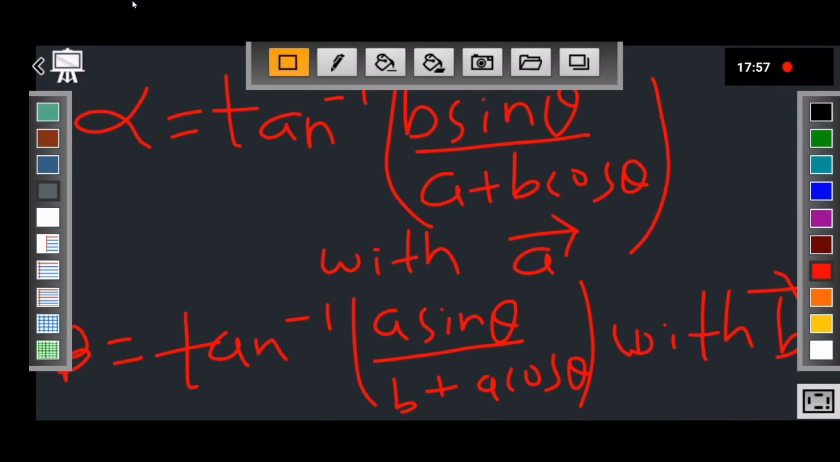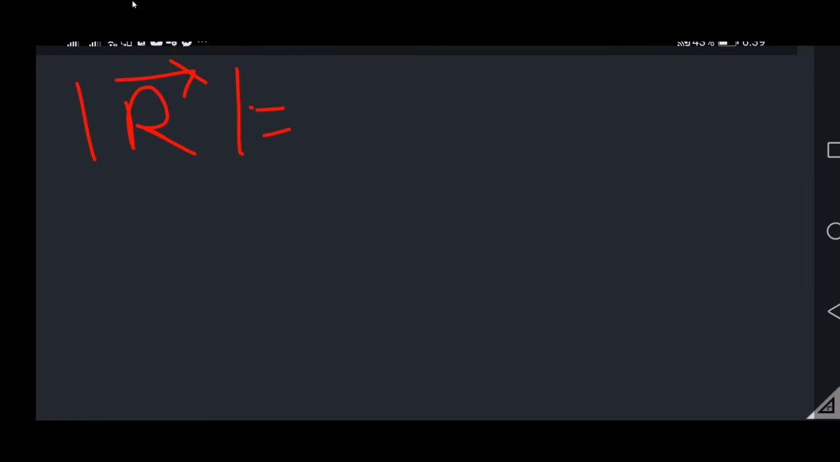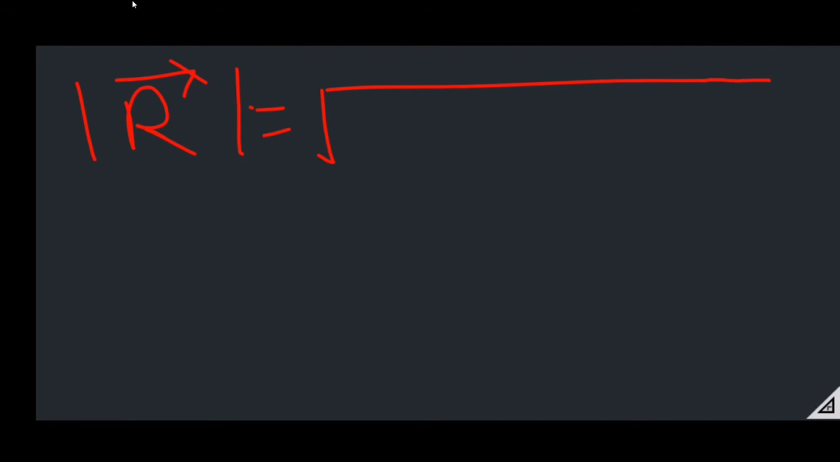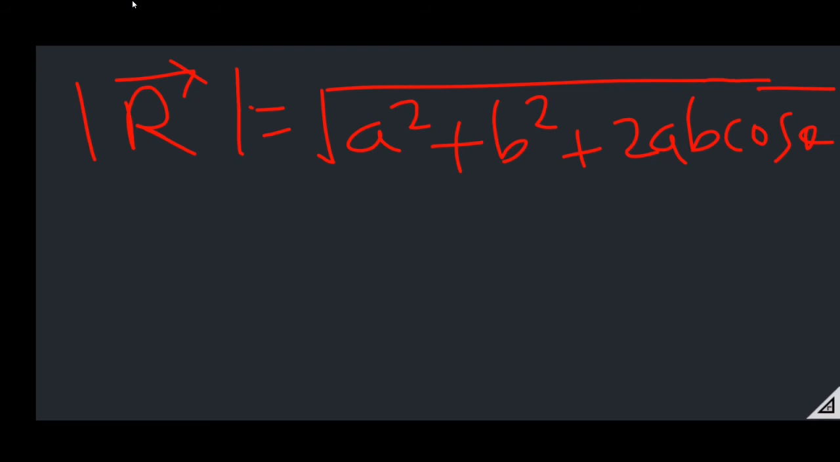So now let's see some special cases in the case of magnitude, and we'll see in the case of direction as well. First of all, we know the formula of resultant R vector: R equals root under a square plus b square plus 2ab cos theta. Now we are going to see some special cases. The first special case is, suppose theta equals 0 degree.